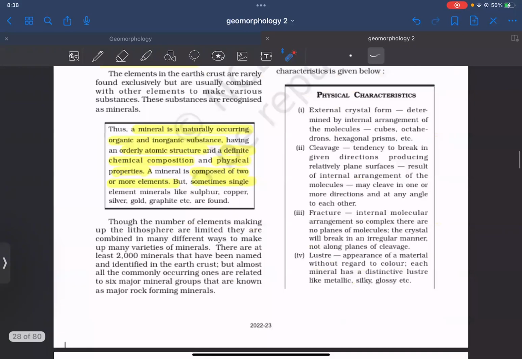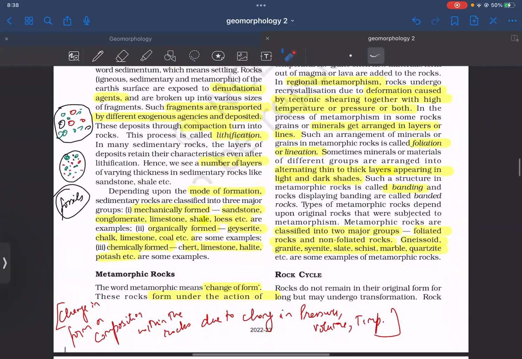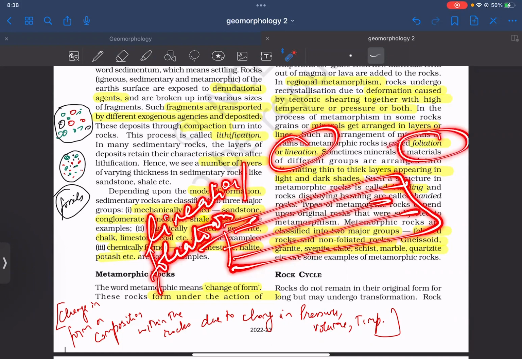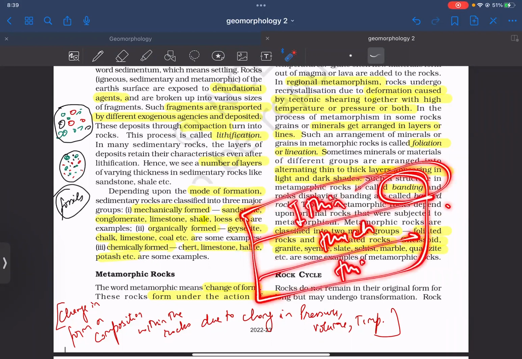So these are the metamorphic rocks. Now in case of metamorphic rocks, what we may find is that minerals might get arranged in layered form. This is known as lineation or foliation. Or sometimes rocks may get arranged into bands of thin layer, thick layer, thin layer. This is known as banding, right?